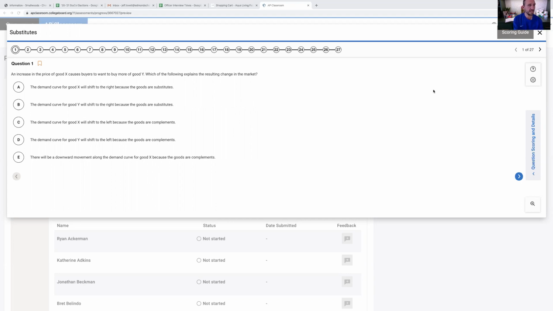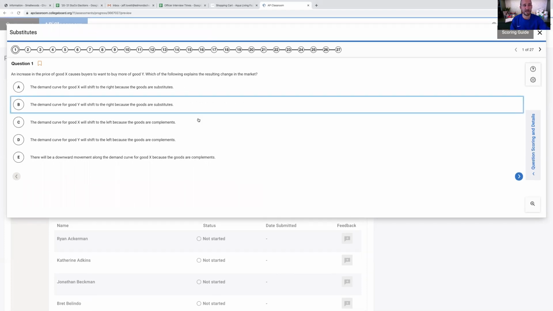Number one, you have an increase in the price of good X, which causes buyers to want to buy more of good Y. So the price of good X goes up, fewer people buy X, more people buy Y. So you know that these two goods must be substitutes, and the demand curve for good Y must shift to the right. So your answer for number one should be B.